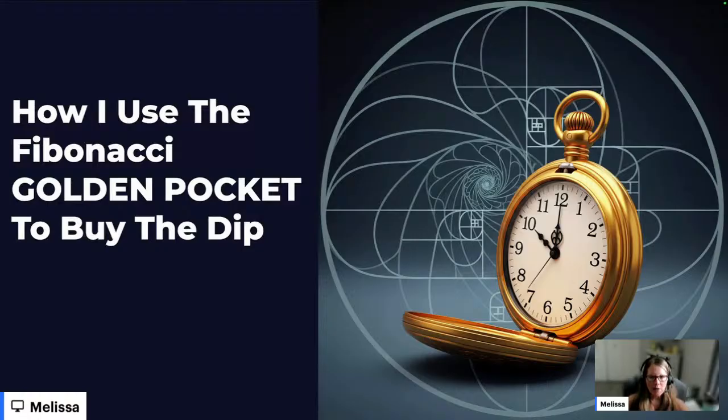I'm excited to walk you through how I use the Fibonacci Golden Pocket to buy the dip. I have been using this method and have found great success using a combination of Fibonacci levels as well as supply and demand levels to buy the dip. And I'm going to share some live charts with you on trades that I've taken. Also, take a look at some others that set up for a dip buy in the golden pocket.